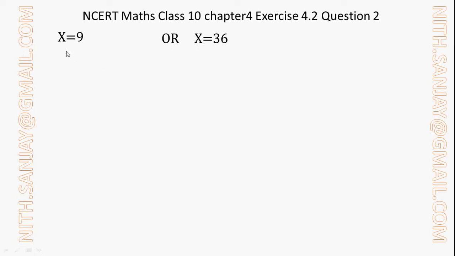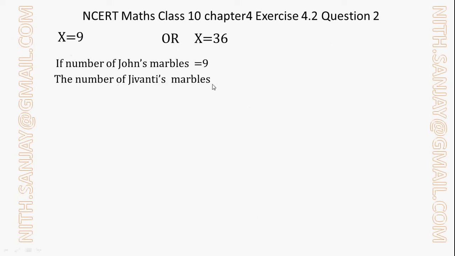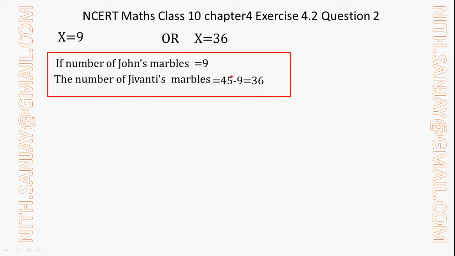Because we have to find the number of marbles with John and Jivanti, if I take x is equal to 9, the marbles with John will be 9, because x is the number of marbles with John, and Jivanti's marbles in that case will be 45 minus x, that is 45 minus 9, which is 36. This is one solution. x is equal to 9 means John's marbles are 9 and Jivanti's marbles are 36.